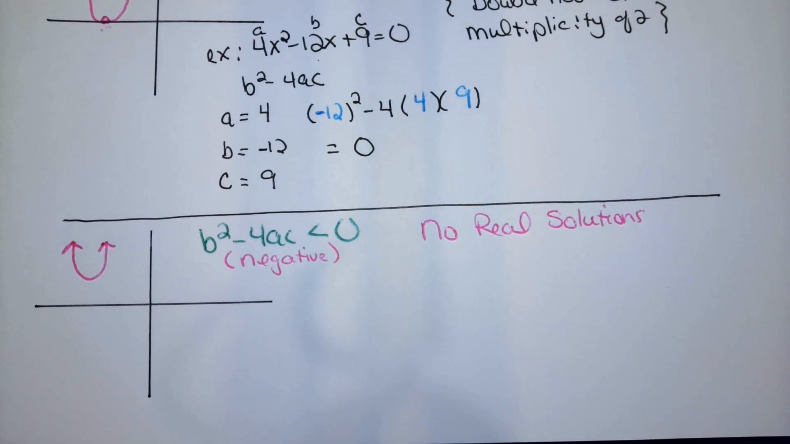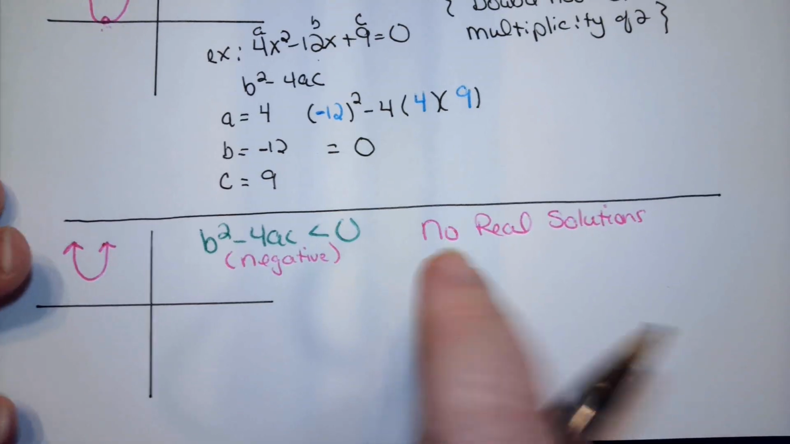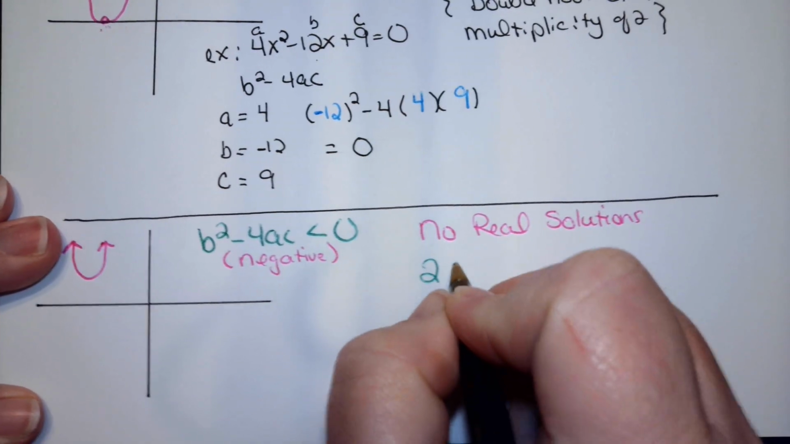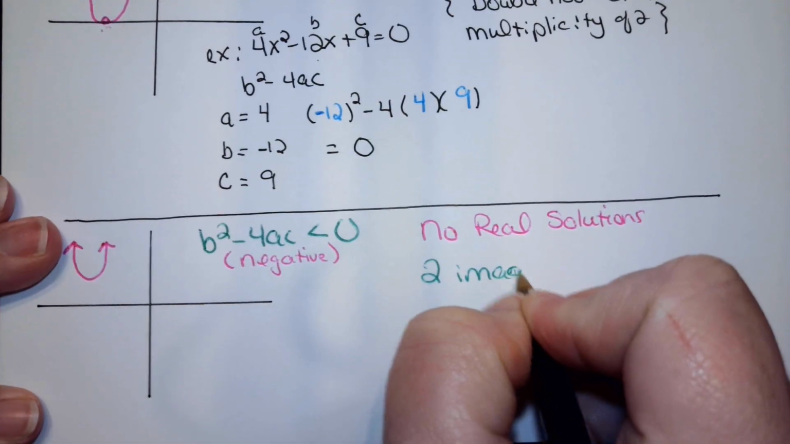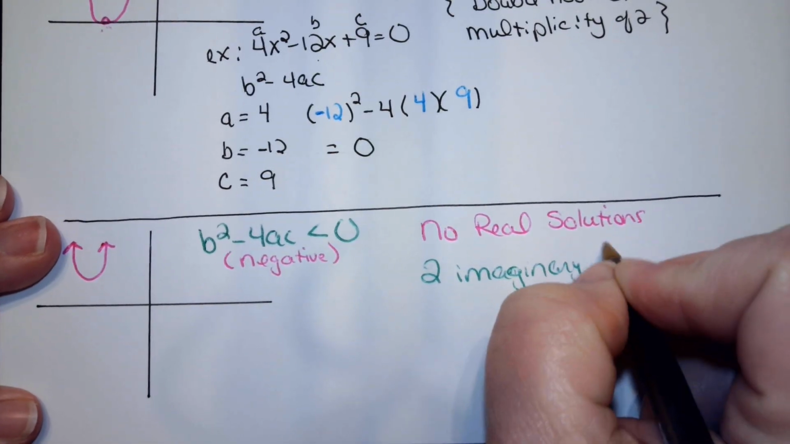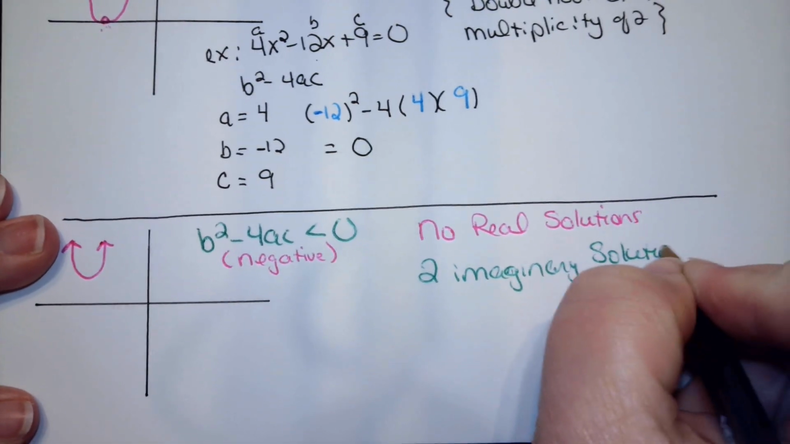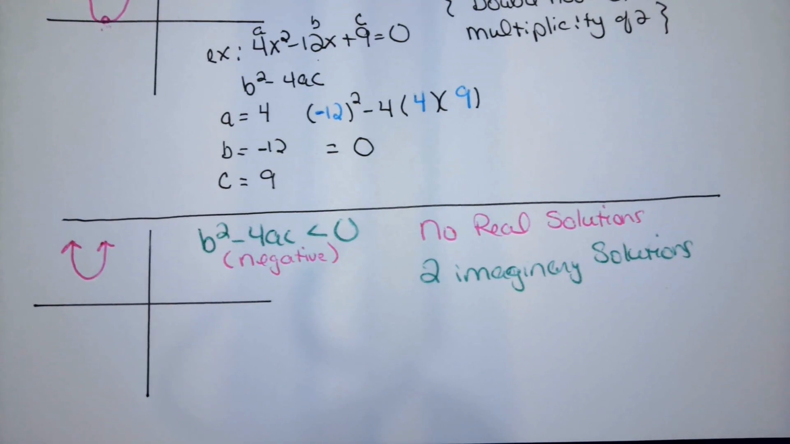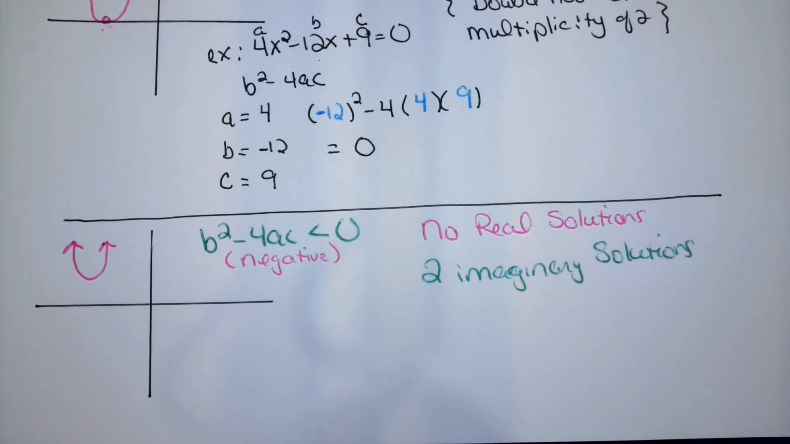Now, back in Math 2, you said no real solutions. Well, now we're a little fancier, so here we're going to say, instead of no real solutions, it has two imaginary solutions. And we'll talk about the imaginary numbers in just a second.